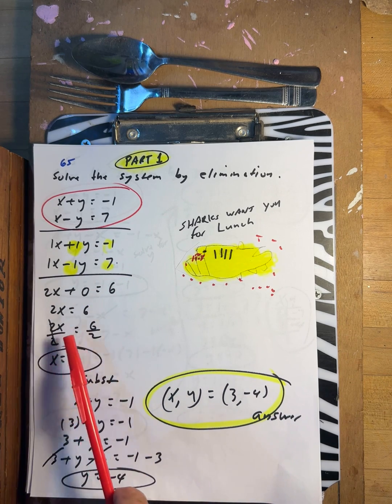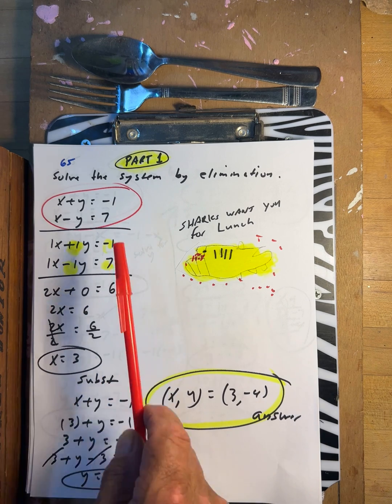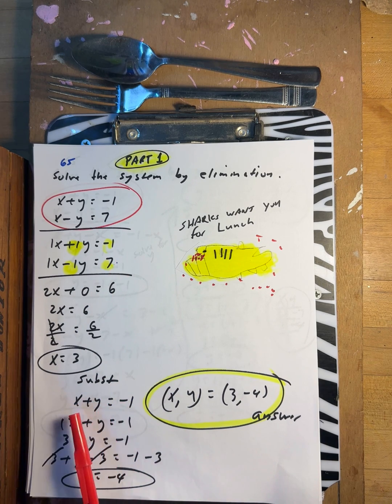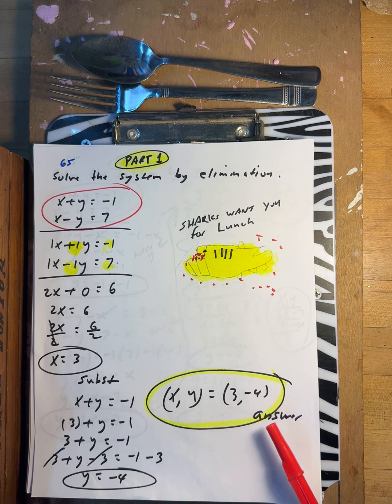2x equals 6. Divide by 2, divide by 2. So x must be 3. Substitute into the equation. So I know x plus y is this. Put it in there. 3 plus y is that. Now minus 3, minus 3. So y equals what? -4. So again, x, y, this one's going to be what? 3 and -4 works for this one.